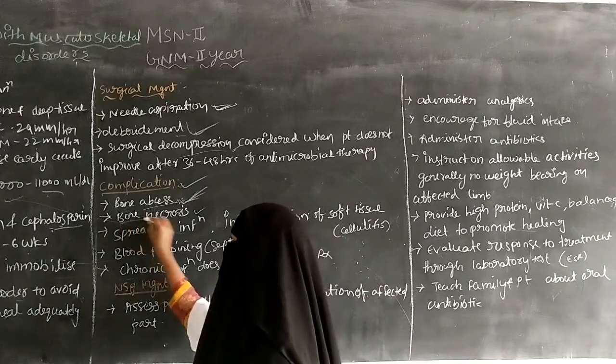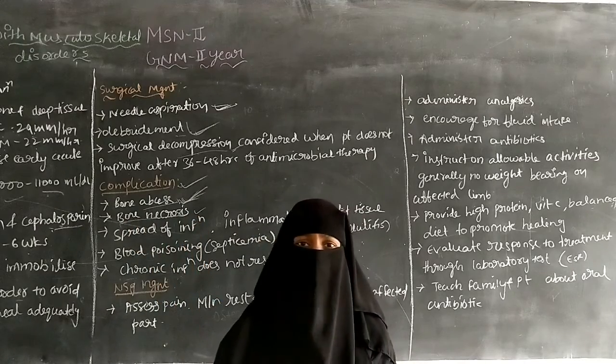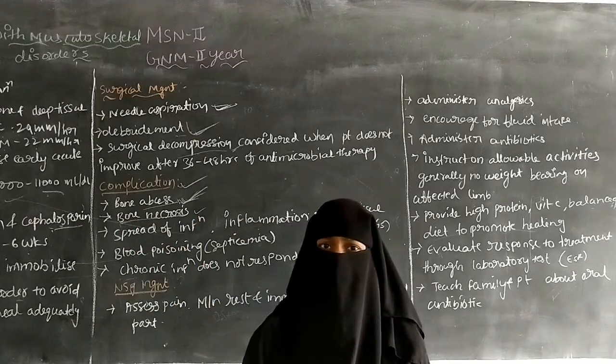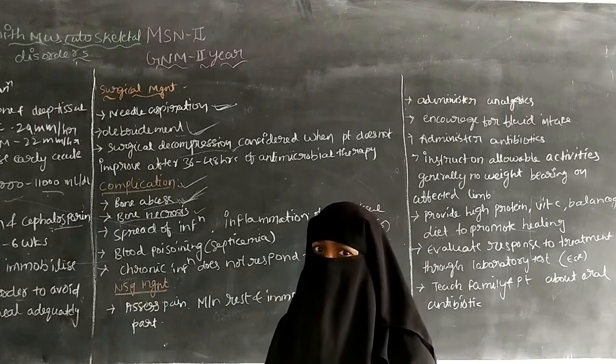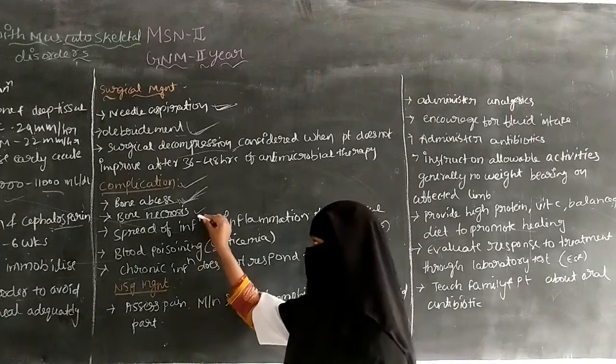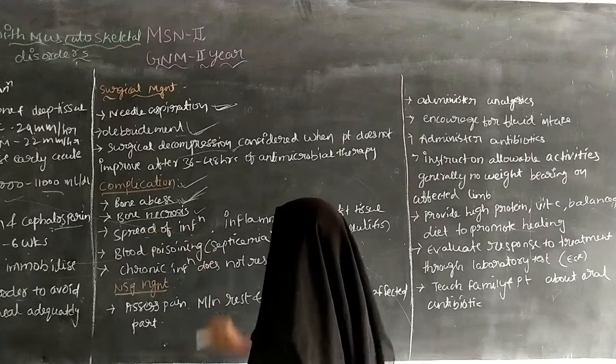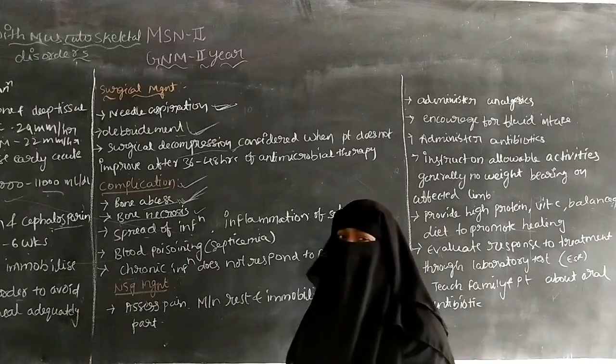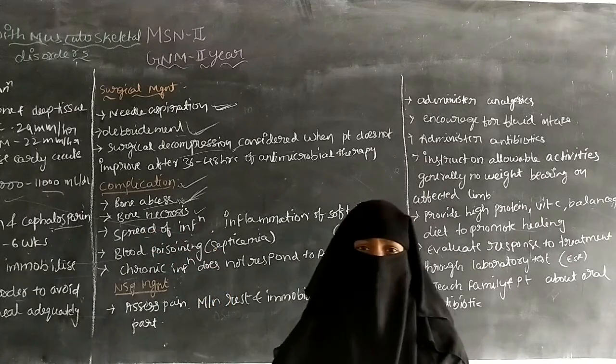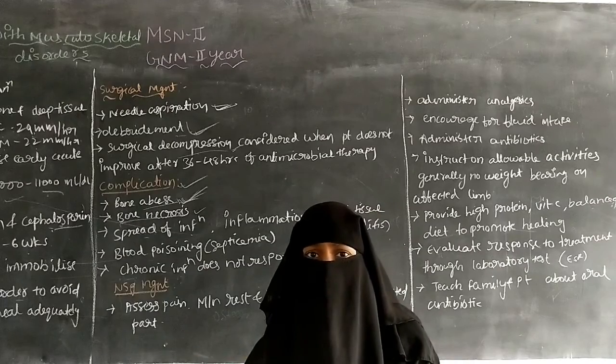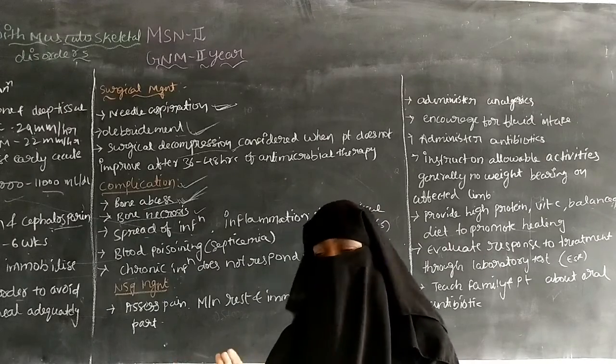It is called bone necrosis. There is death of the bone tissue. It can be caused by decreased blood supply. And next one is spread of infection. From the joint, the infection can spread to other segments of the bone.